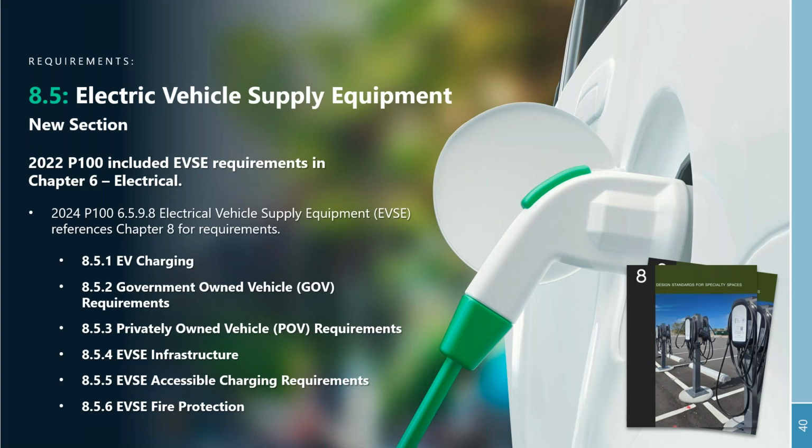The biggest change in the electrical section was to take the electrical vehicle supply equipment from chapter number 6 and move it to a new chapter called chapter number 8. In this new chapter, they have the paragraphs with EV charging, government-owned vehicle requirements, privately owned vehicle requirements, the electrical vehicle supply infrastructure, the accessibility charging requirements, and also the fire protection requirements, because all government entities do not like to have the electric vehicle supply equipment inside their garages if it can be done somewhere else.